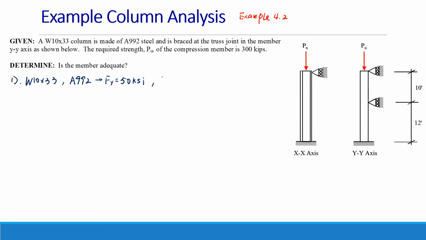And Pu is 300 kips. It asks if the member is adequate, so it's actually asking for phi Pn. We want to determine phi Pn and compare it with Pu. If phi Pn is greater than Pu, then the design is adequate. So like I said, first of all, we want to determine if it is a non-slender member, so we have to check local buckling first.